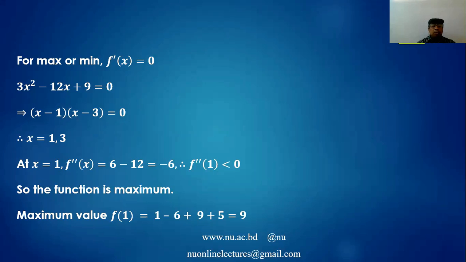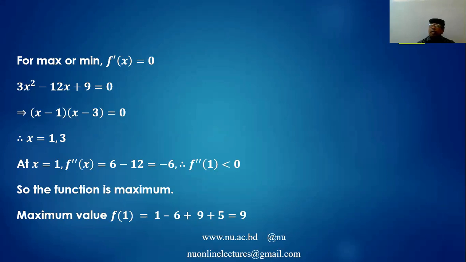Second derivative f double prime of x is 6x minus 12, so 6 minus 12 is minus 6. Since minus 6 is less than 0, therefore second derivative f double prime of 1 is less than 0. So my dear students, less than 0. So as it is less than 0, we know the function should be maximum. How do you find out the maximum value?